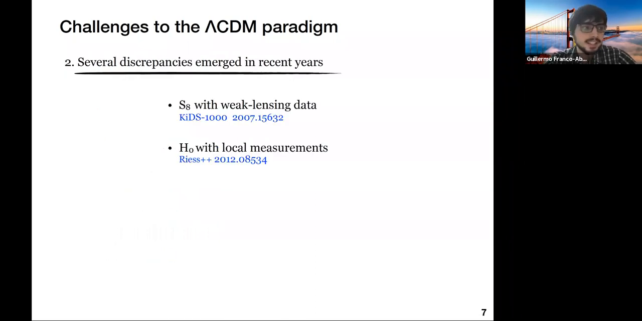Another challenge has appeared in recent years with the increase in precision in cosmological data, and it is the appearance of several experimental discrepancies in the determination of some parameters. For example, we have a mild discrepancy in the determination of the S8 parameter, which is essentially measuring the growth of structure. And we have also some disagreement in the determination of the current expansion rate of the universe, the Hubble constant.